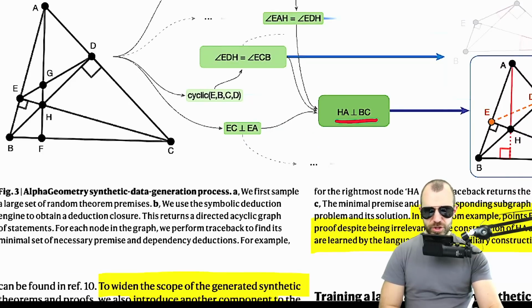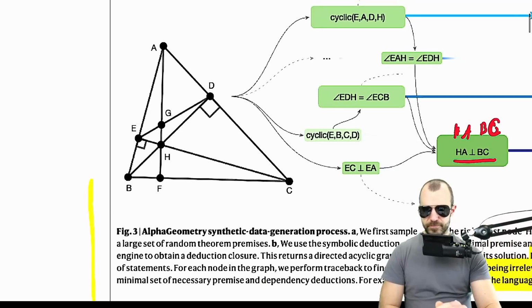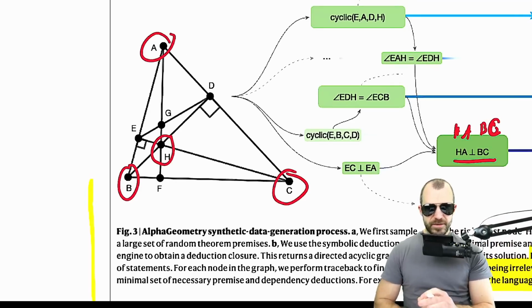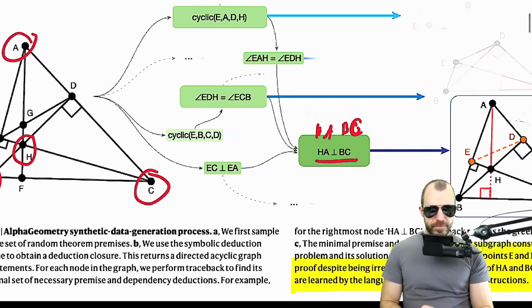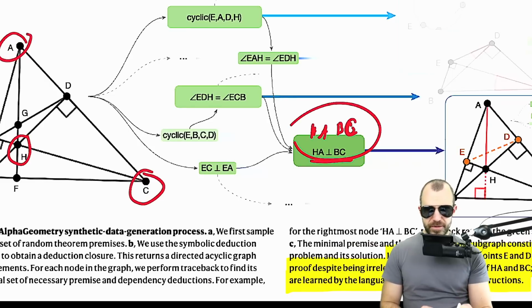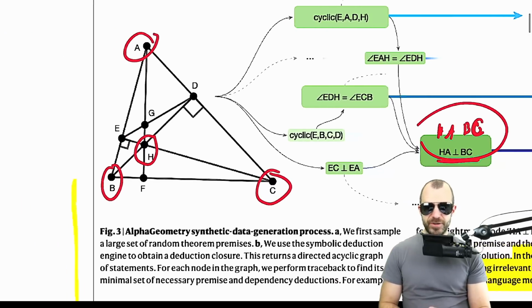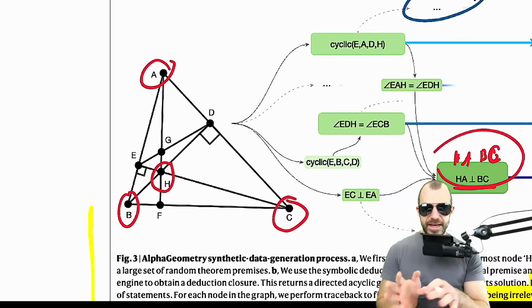We have H and A and B and C. So we have 4 things: H, A, B, and C. So these are the 4 elements, let's say, that we want to prove something about. Let's look at all the elements that appear anywhere in the proof.